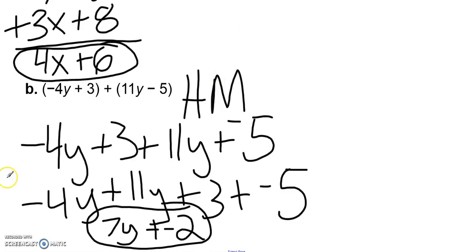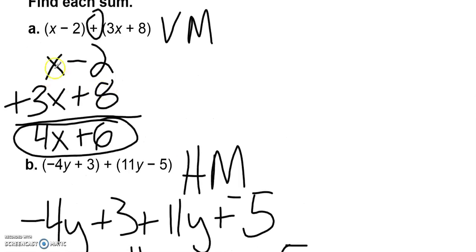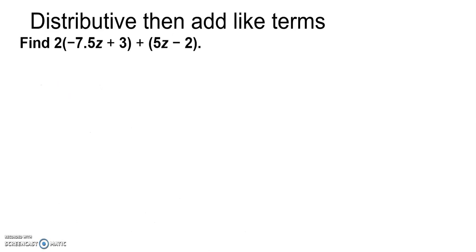So this was the horizontal method, where you just do it in a straight line, and the vertical method is when you put them on top of each other, but you have to make sure the terms are in order, so x first, then constants, or they just both have to be in the same order. Okay, so distributive, then add like terms.